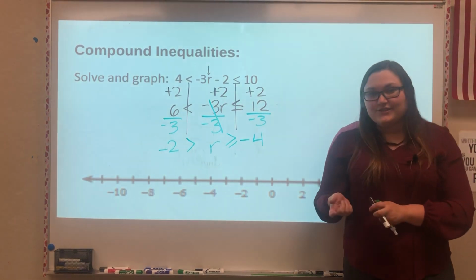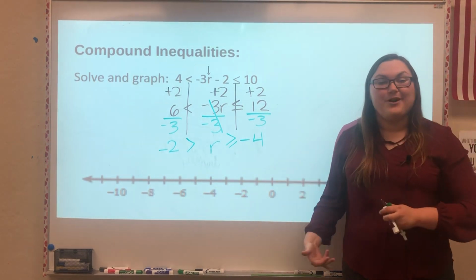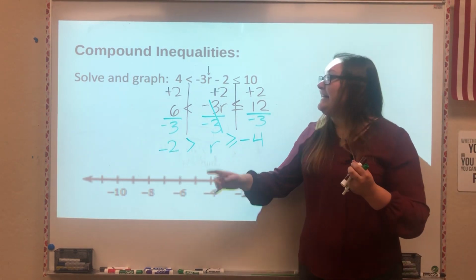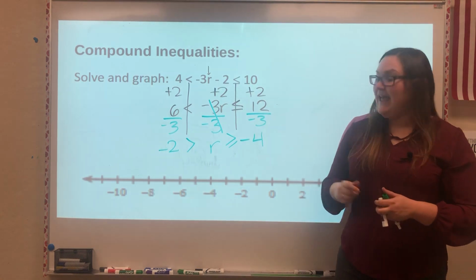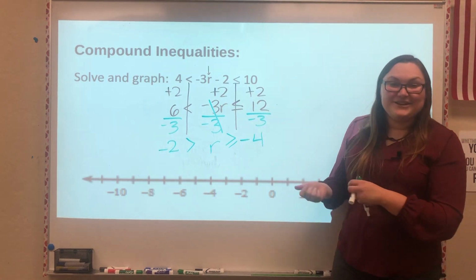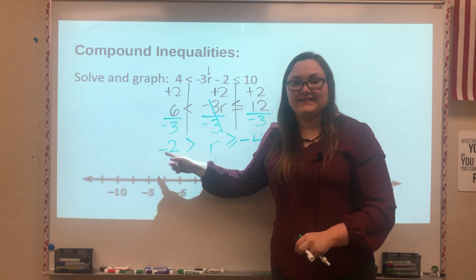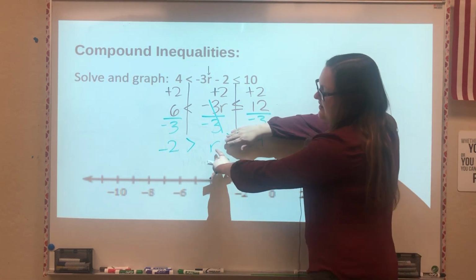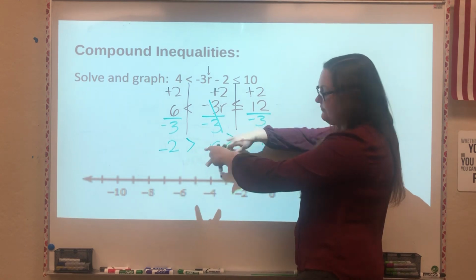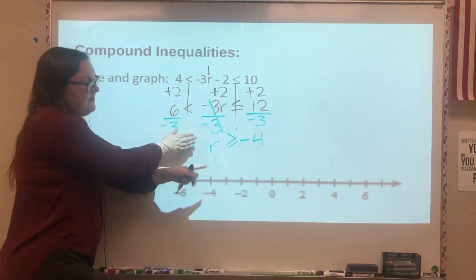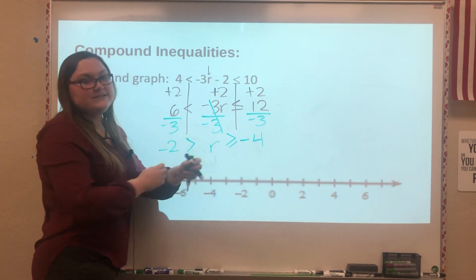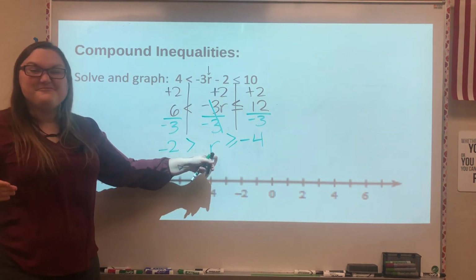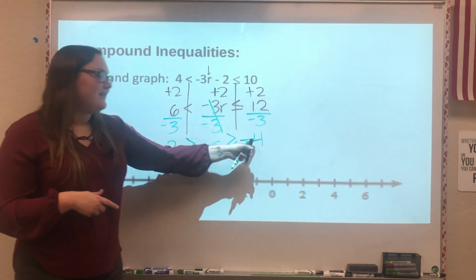One of the mistakes I saw students make was that they wanted to keep going. They wanted to get rid of the -4 or get rid of the -2 or do something else. This is a compound inequality, and one of the compound inequalities we learned looks like this. What this is saying is that r, if I cover it up here, is less than -2, and r is greater than or equal to -4. What this is really saying is that r is in between -2 and -4.